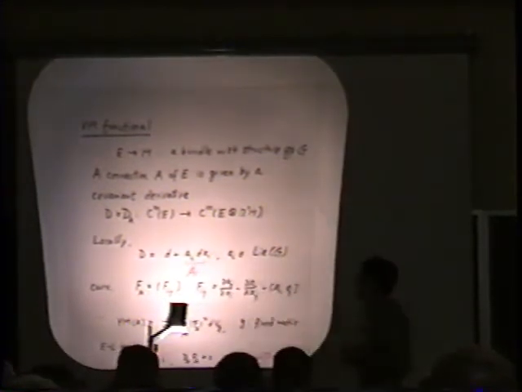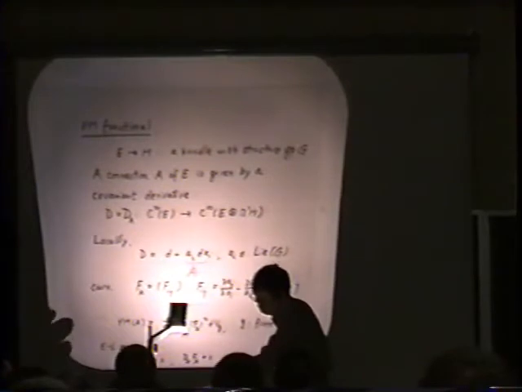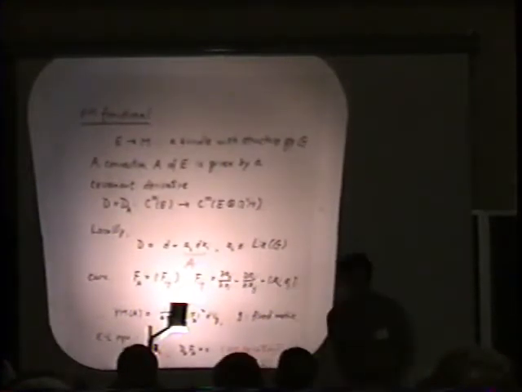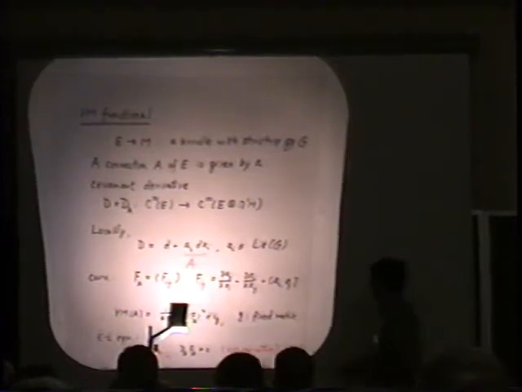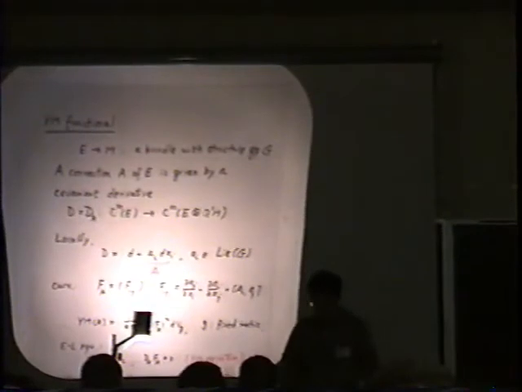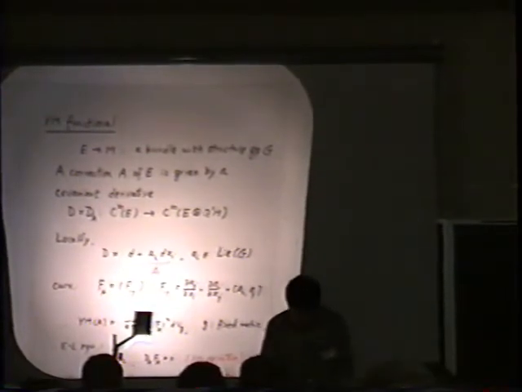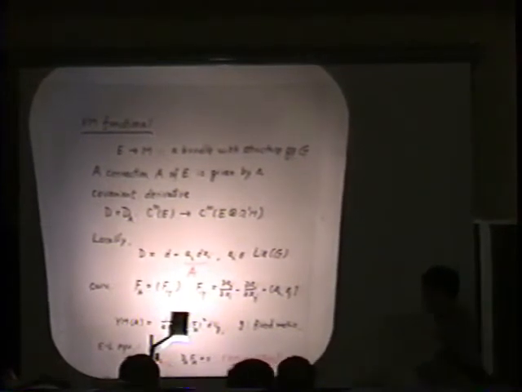The connection A is given by a covariant derivative from the space of sections to one-forms with values in E. Locally it is essentially given by a one-form, and as already written down in the morning, the curvature is of this form. It measures the commutator of second derivatives. So the Yang-Mills functional is defined this way.